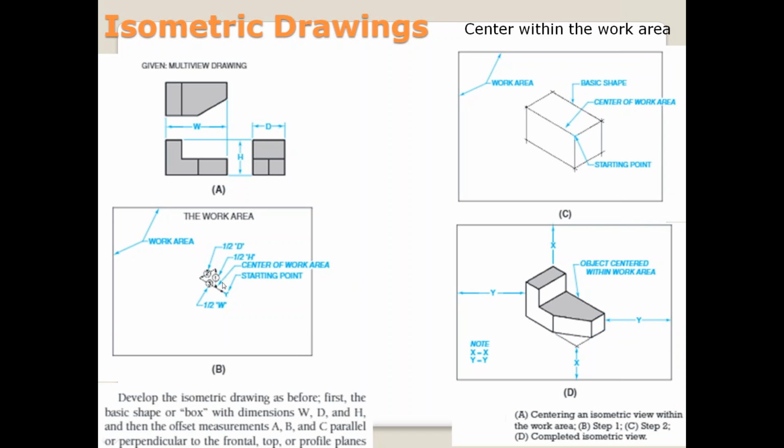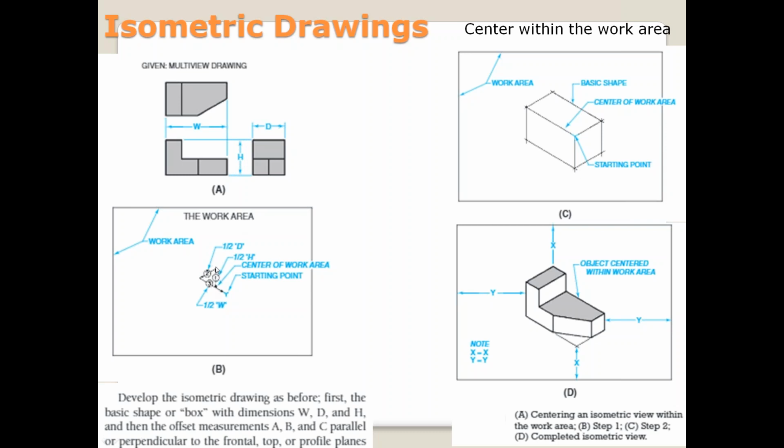To center within the work area, the first thing you want to do is to center the work area at this location. To center this work area, you're going to have to divide this length by half and divide the width by half, to establish this center point. Once the center point is established, you're going to make another point going north at 1/2 of the height. Whatever the height is, you just have to divide that by half.